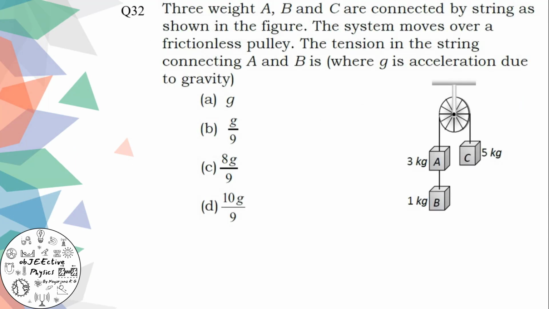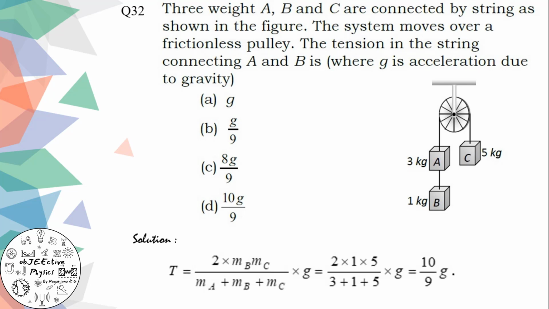Observe the diagram here. A and B are suspended on one side, C is suspended on the other side over a pulley. The tension in the string connecting A and B is, according to Atwood's machine, capital T equal to 2 into MB into MC by MA plus MB plus MC, into G. That is equal to 10 by 9 into G.